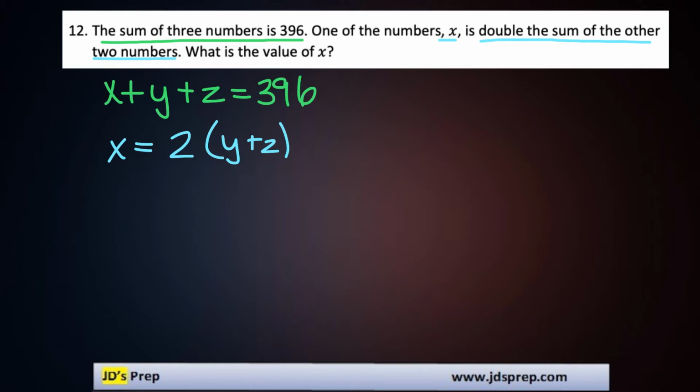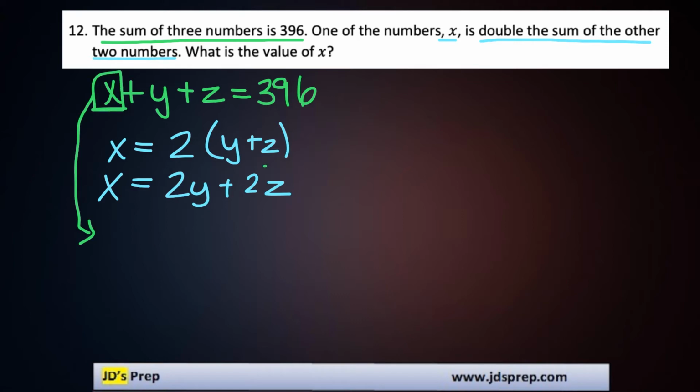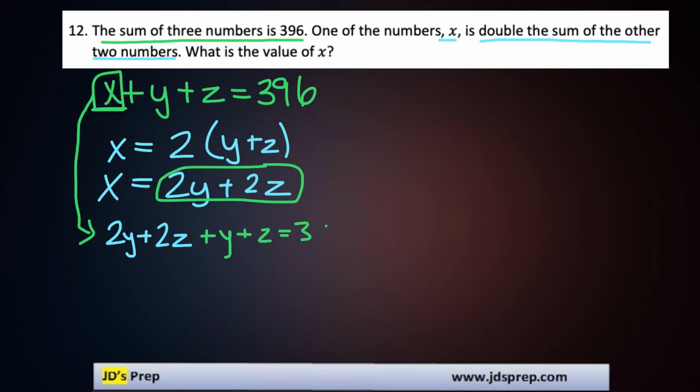Well, first thing I'm going to do is rewrite this here so that x is equal to 2y plus 2z. Now with that done, I'm going to go back to this green equation and rewrite it by replacing x with 2y plus 2z. So then we would have 2y plus 2z plus y plus z equals 396. From there we can combine our like terms together and we would have 3y plus 3z equals 396.